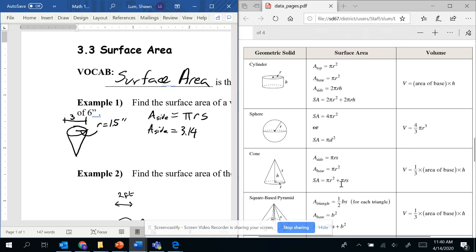Now, the slant height, S, is this length right here. That kind of goes at this angle. And it says the slant height is 6 inches. So it's going to be 3.14 times the radius, which means times 1.5, times the slant height, which is 6. Okay? So we're going to do that in our calculator. We're going to go 3.14 times 1.5 times 6 equals, we get 28.26.